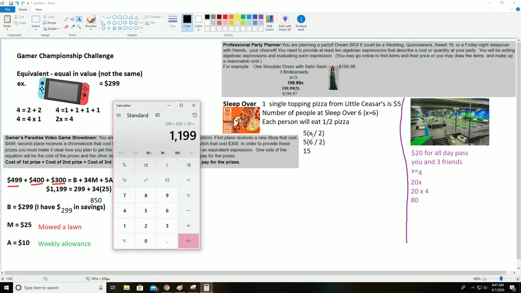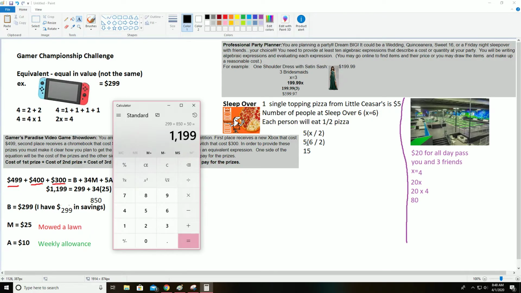5 times the quantity of X divided by 2. Now the reason I'm doing X divided by 2, remember, is because everyone's only going to eat half a pizza. We don't need a whole pizza for everybody because each person is only going to eat half a pizza. So now we can go down here and we can plug in our values for our variable.